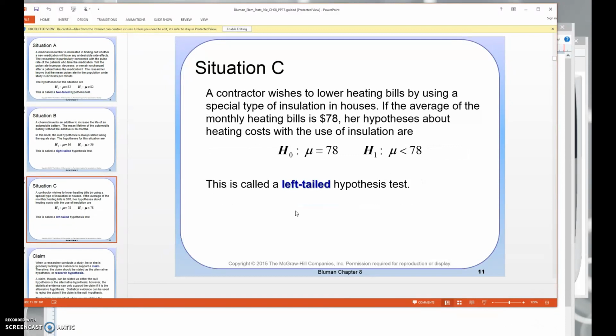Now, in situation C, a contractor wishes to lower the heating bills by using a special type of insulation in the house. If the average of the monthly heating bills is $78, her hypotheses about the heating costs with the use of the insulation are: we want to say it's equal to 78, no change, and then for the alternative hypothesis we're going to use the less than mark. This is called the left-tailed test.